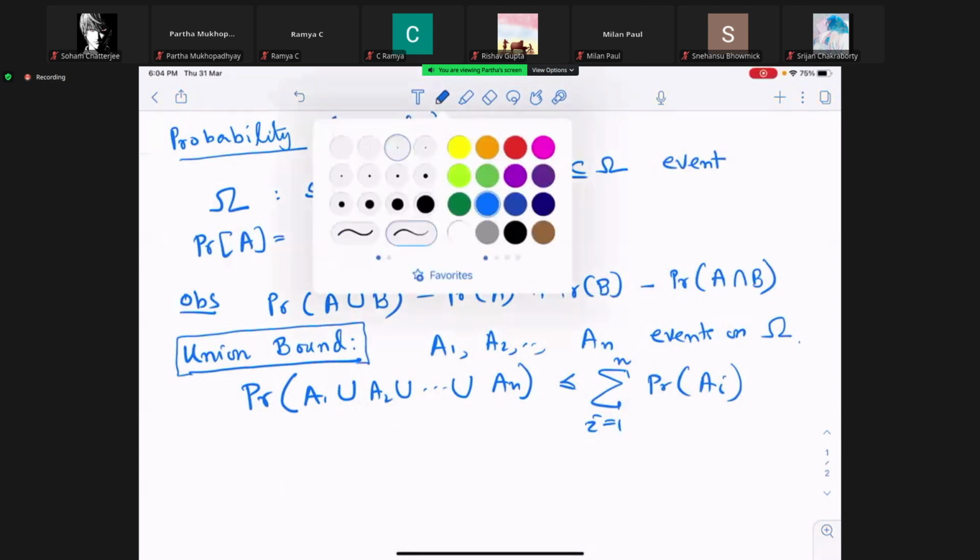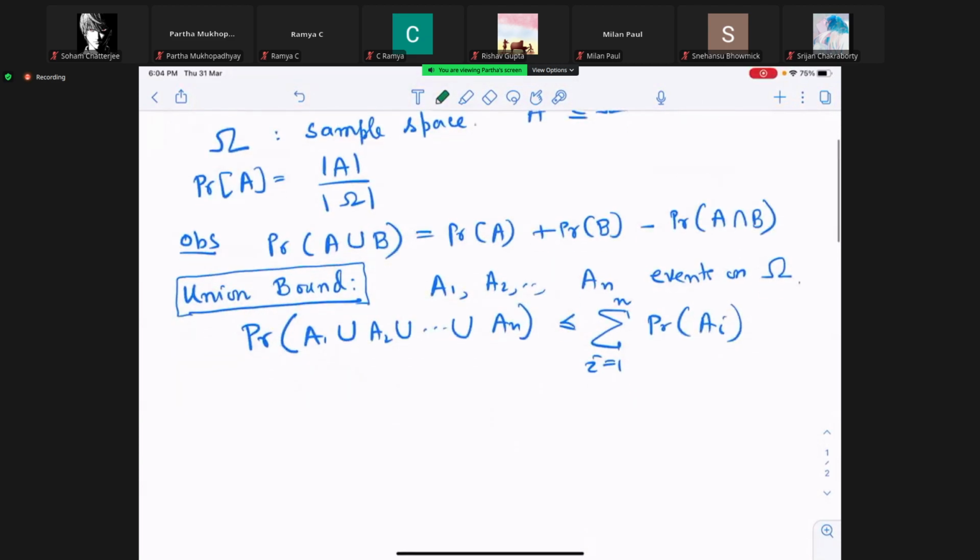Okay, so the main reason we want to study probability here is to apply probability in different concrete problems. So let me straight away begin with a problem which belongs to a subject called the probabilistic method.